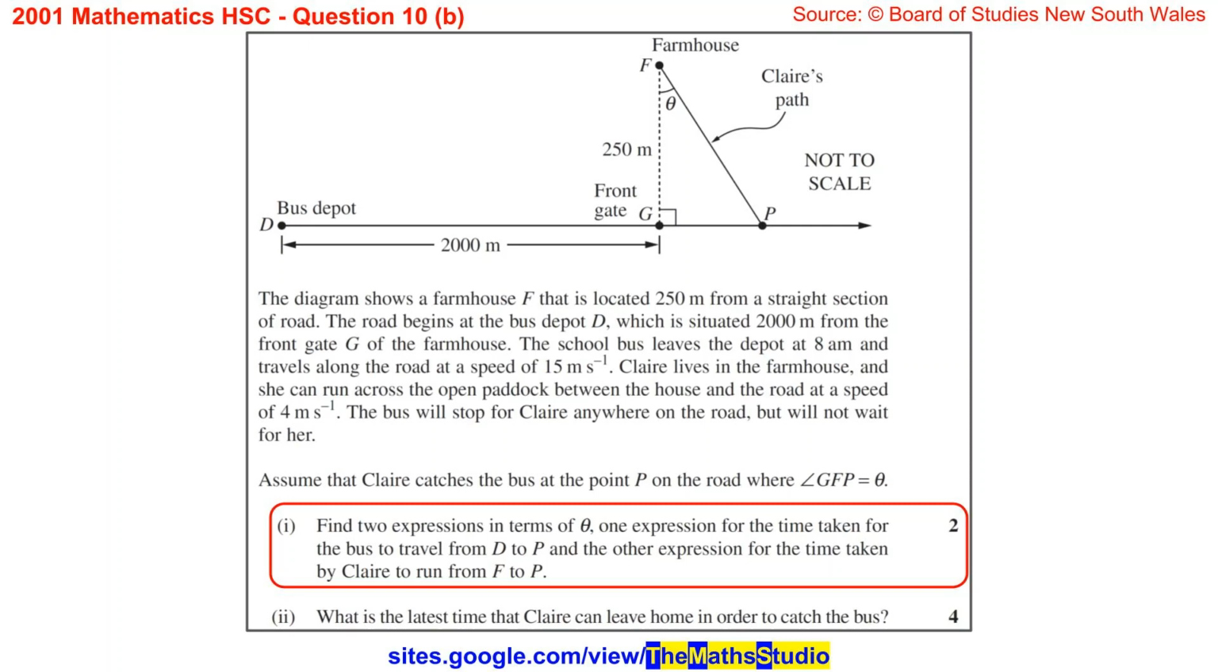Part 1. Find two expressions in terms of theta. One expression for the time taken for the bus to travel from D to P, and the other expression for the time taken by Claire to run from F to P.